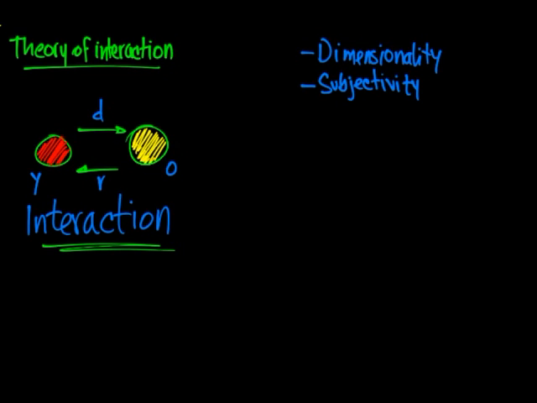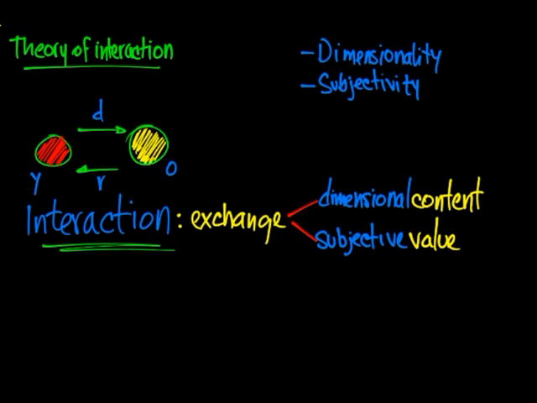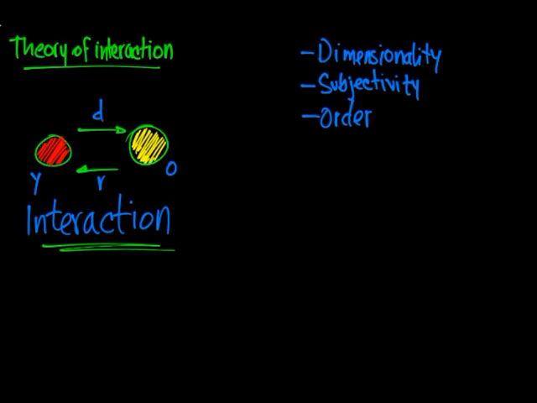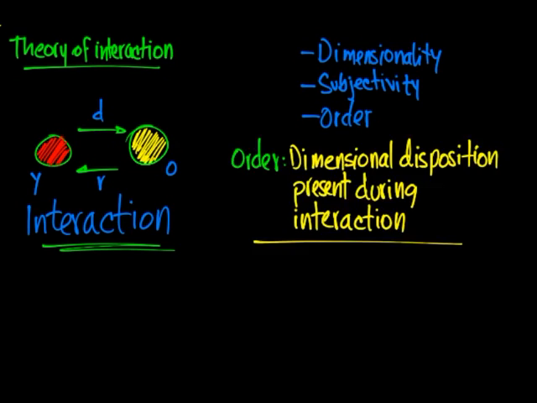After having a comprehensive definition of dimensionality and subjectivity, we can define interaction as an exchange of dimensional contents with subjective values between two systems. Interaction generates order in nature, because it requires couples of systems to enter in a state that can allow the actual interaction. Physical limitations prevent interaction, and acquiring order is the only way to interact. So we say that order is the dimensional disposition present during interaction.